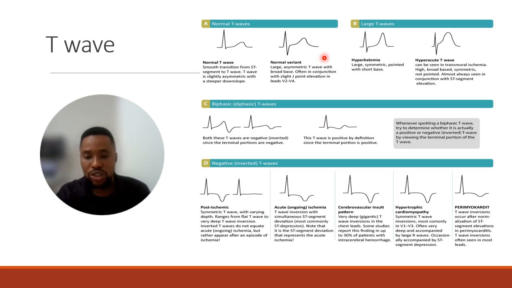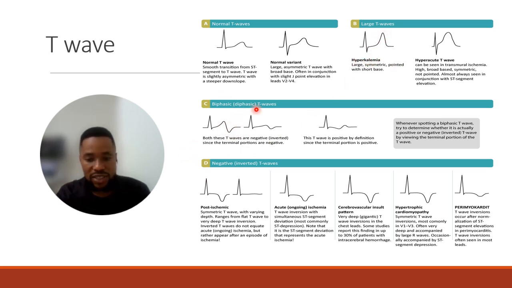Some abnormal morphologies of the T wave include a large T wave. So you could have it as hyperacute like this. You could see this in early stages of myocardial infarction. Now you could have a tall and tented T wave, just like what you have here. So this could be seen in hyperkalemia.